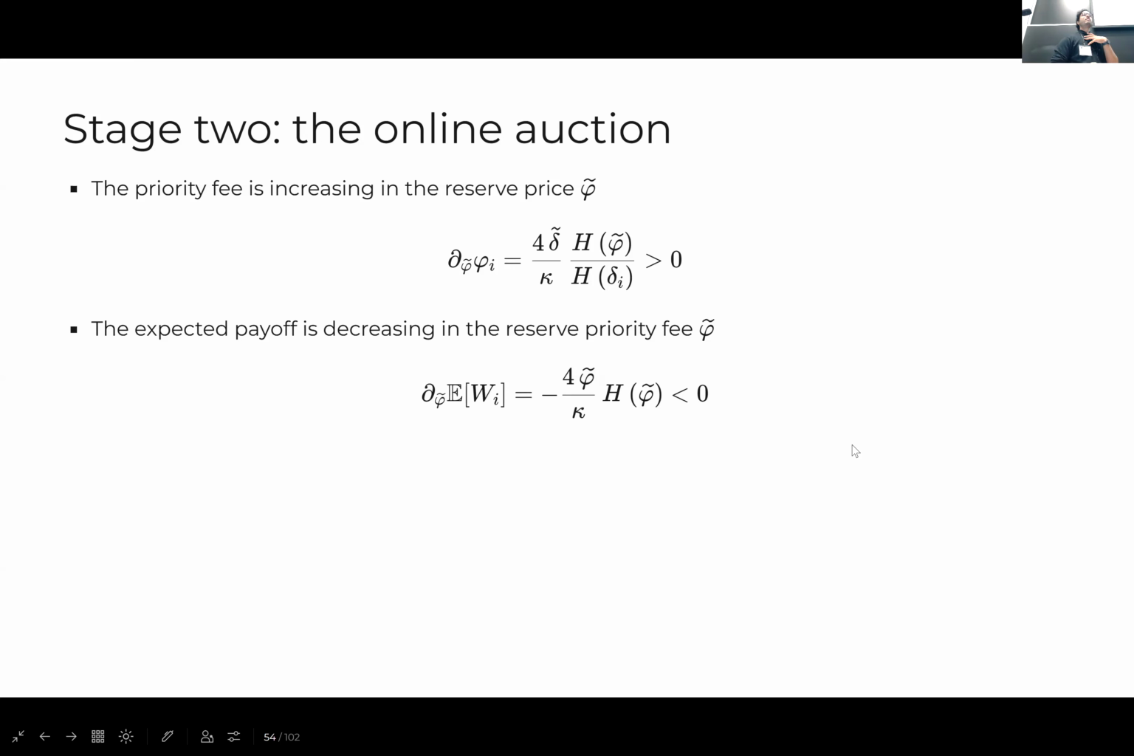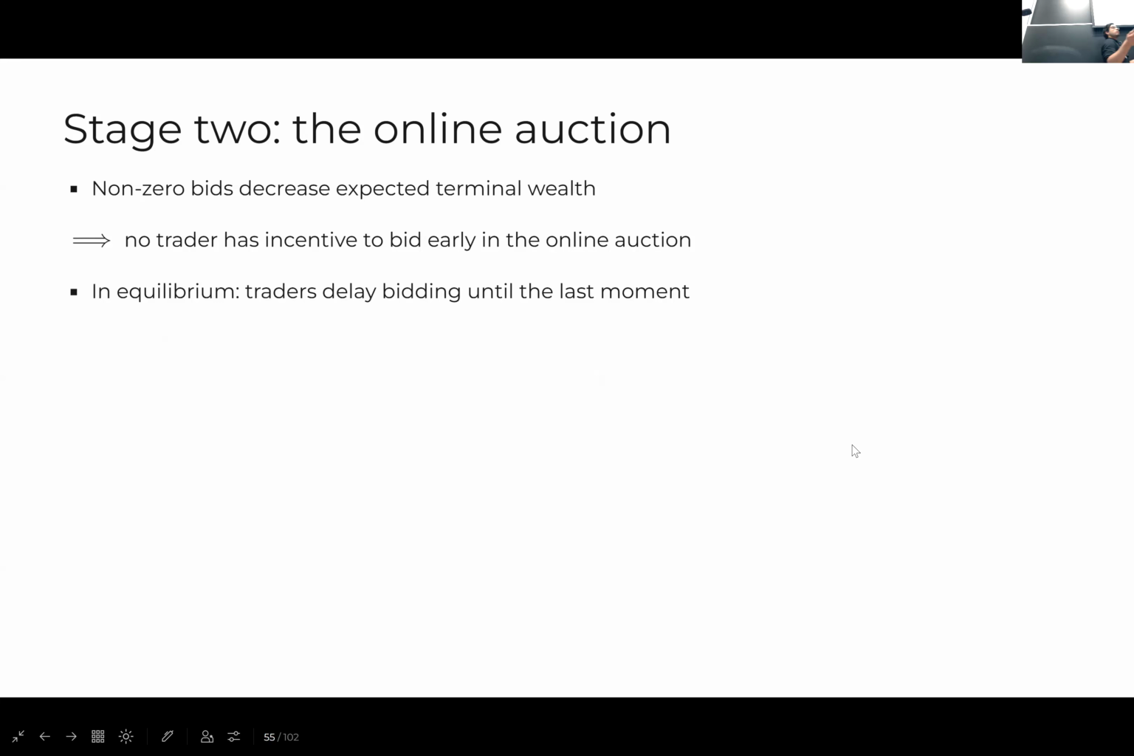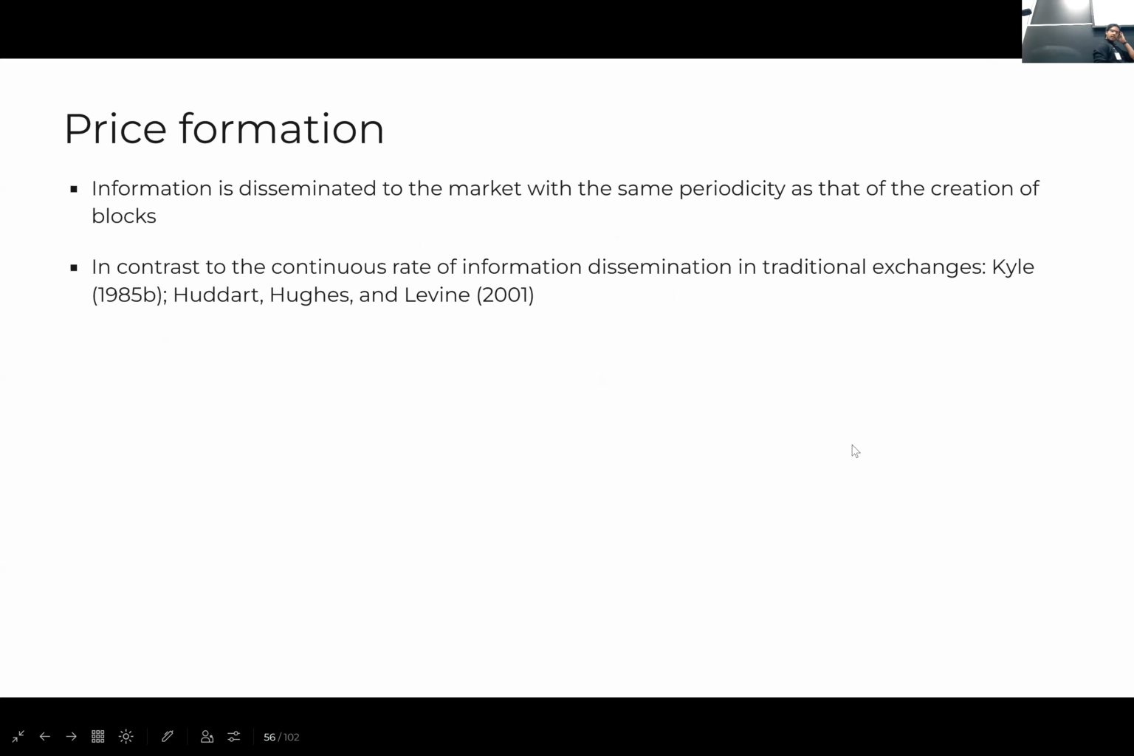Okay, so my expected wealth as a trader i, which means the expected wealth of any of my competitors, is a decreasing function of whatever we did in the online auction. So obviously, we have zero incentive to bid anything during the online auction. Okay, so when you solve back in the online auction, the priority fee is whatever the initial reservation priority fee is. If you remember, that was the base fee that's been normalized to 0. So I'm just going to consider that in the online auction, nothing happens in equilibrium. Traders delay bidding until the last moment. That's a very important consequence on price formation.